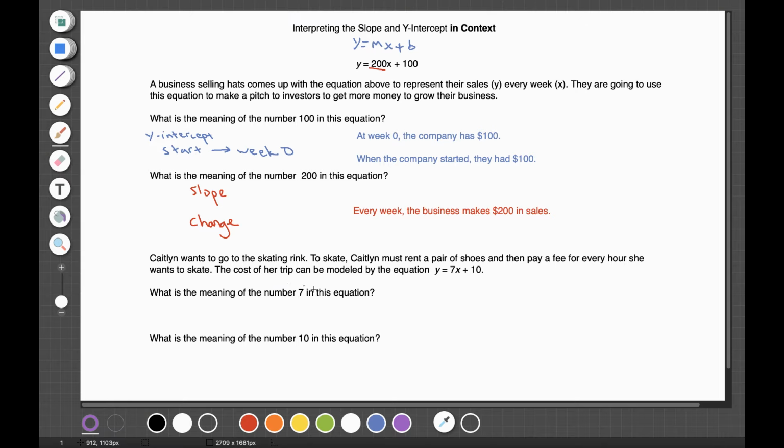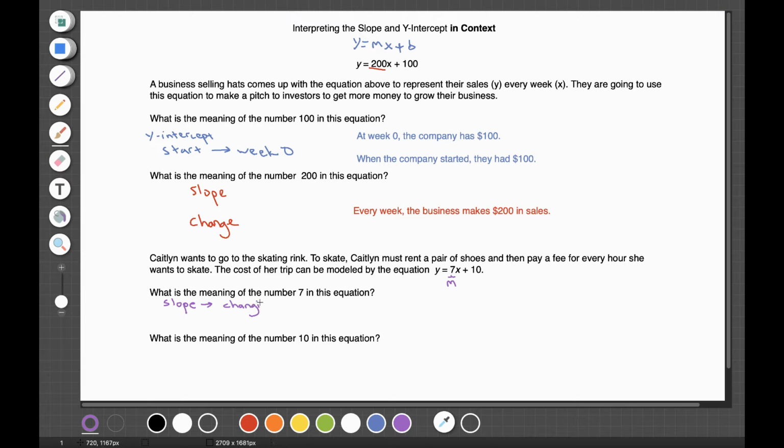What is the meaning of the number 7 in this equation? And what is the meaning of the number 10? So let's start there. What is the number 7? Okay, well, let's look. If I look at this 7 here, is that my M or my B? Good job, that's my M. Okay, so we know that it's the slope. So we can start by thinking it's the slope, which means that it's going to be some kind of changing amount.